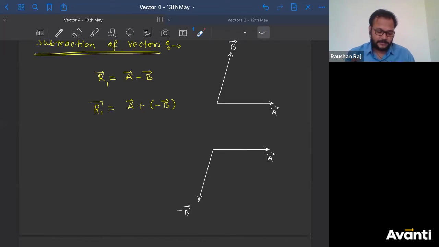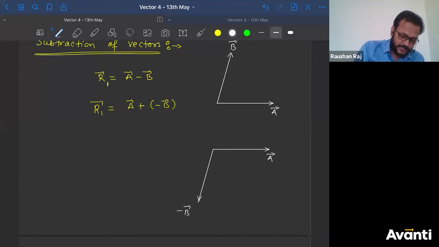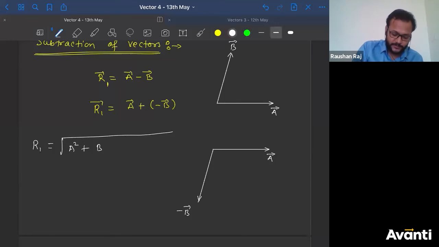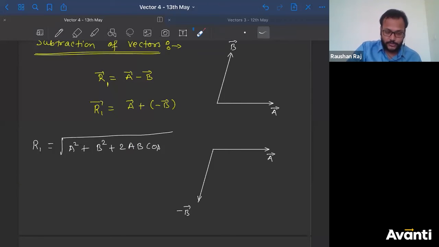Very good. Now, can I say if you have to add two vectors, I can use the formula for resultant. So R1 here is the resultant. I can write, magnitude of vector R1 is nothing but square root of A square plus magnitude of B, minus B is also B, so B square plus 2 into A into B into cos of, what is the angle between here? Should I write angle between A and B, or angle between A and minus B? We have to add A and minus B, so we have to take the angle between A and minus B.